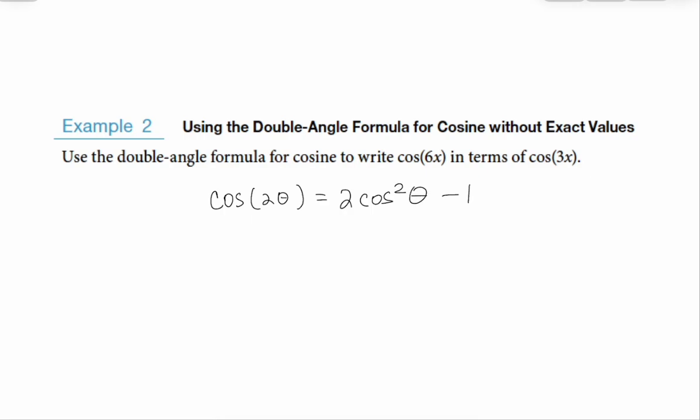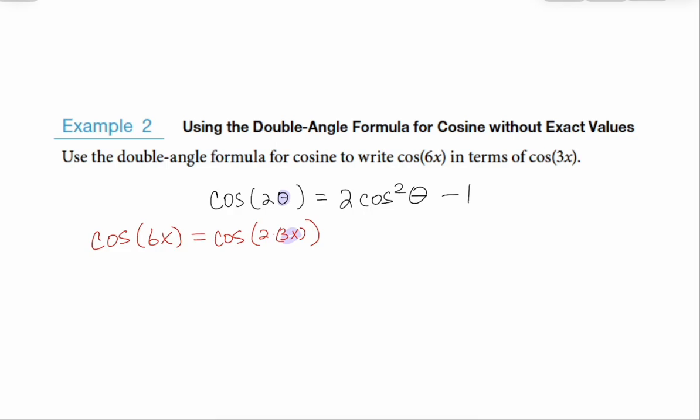Okay. Now, the cosine of 6x is the same, what you want to think about, as the cosine of 2 times 3x. So the 3x is our theta. See how that worked? If I break up 6x to be 2 times 3x, we can more clearly see what our theta is. Our theta is whatever's sitting by the 2.